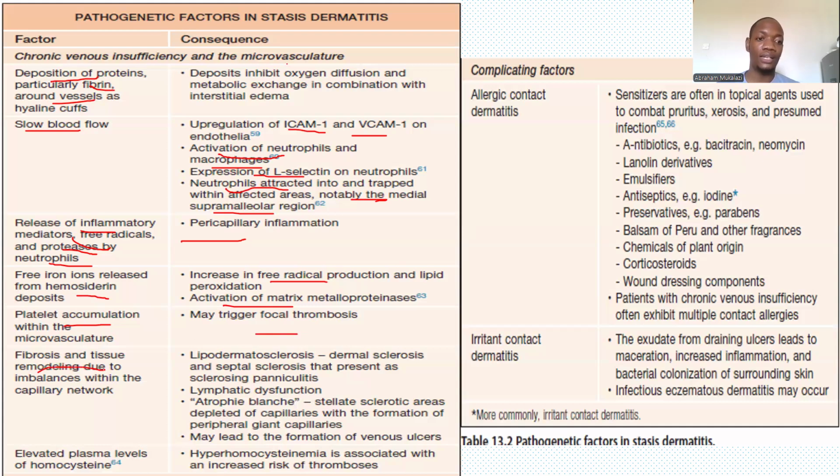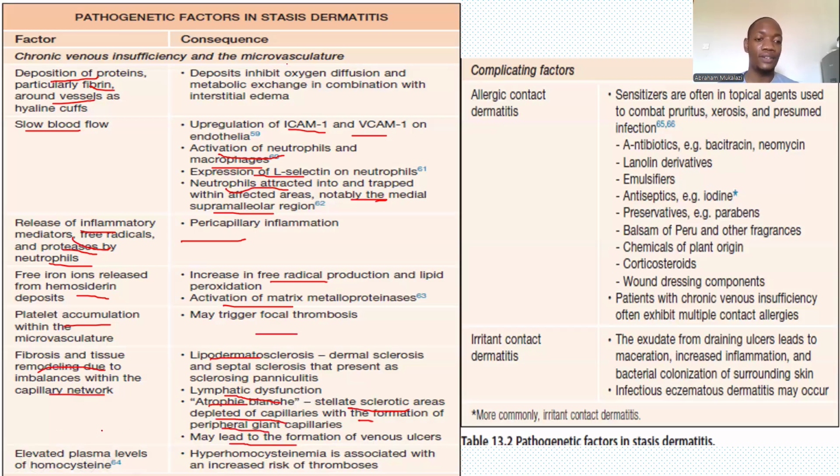Then fibrosis and tissue remodeling comes in later. That gives you the lipodermatosclerosis and also the lymphatic dysfunction. That gives you the atrophic branch. The atrophic branch usually gets satellite sclerotic areas, which are deposits of capillaries with the formation of peripheral giant capillaries. This may lead to formation of venous ulcers as well.